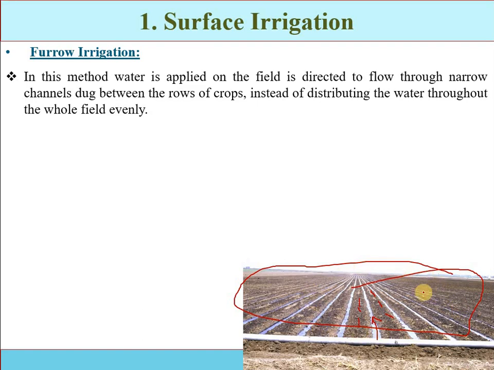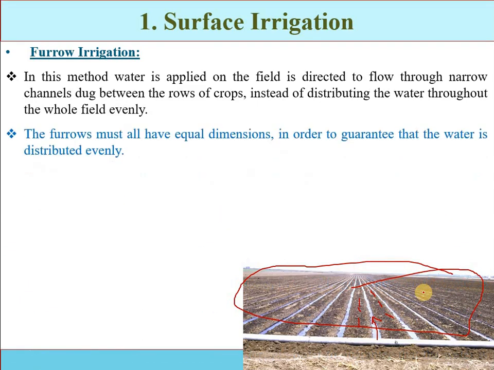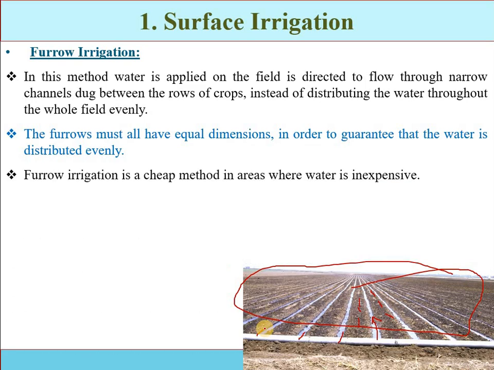The furrows must all have equal dimensions. See, the height of the ridge, the width of the ridge, also the depth of the furrow, the width of the furrow, the spacing between the furrows, this will be uniform throughout the agricultural area, so that uniform water may be discharged into each and every furrow. So if uniform water is discharged, then throughout the field the irrigation will be uniform, so the uniformity of the irrigation will be maximum.